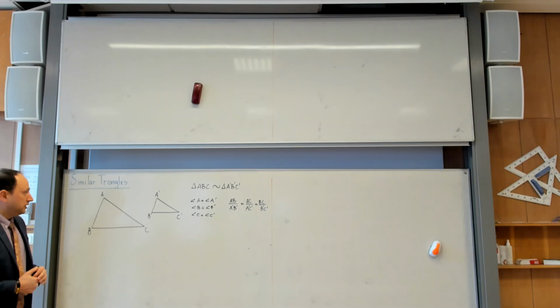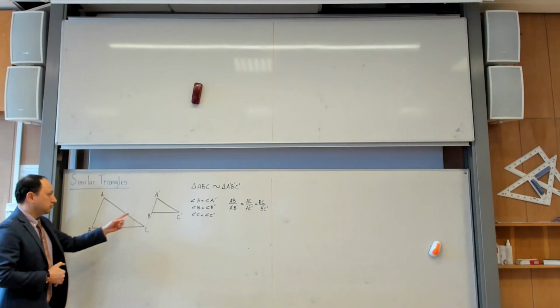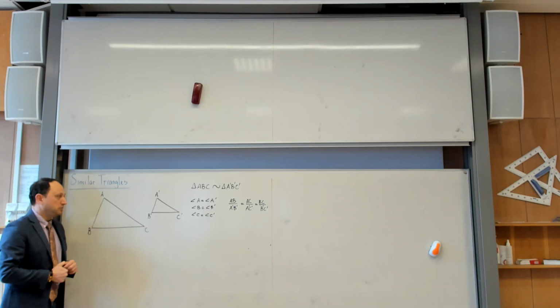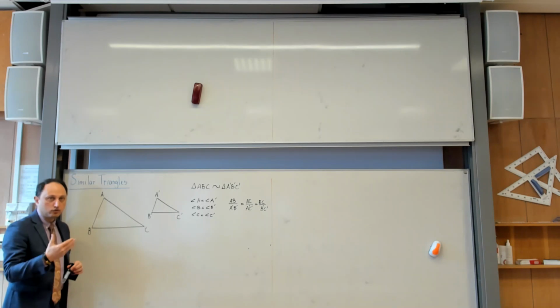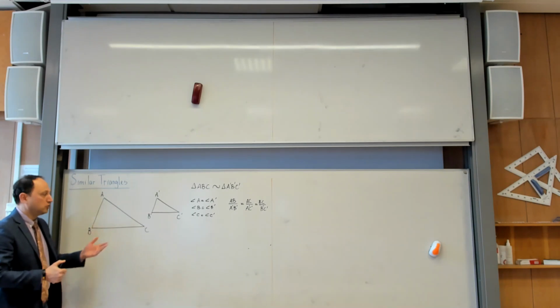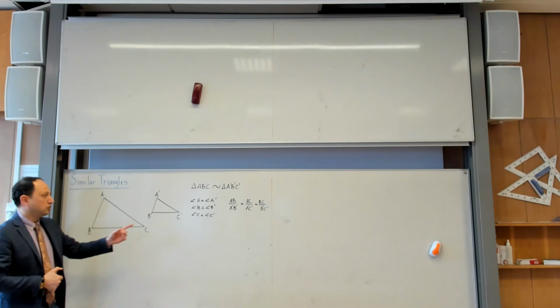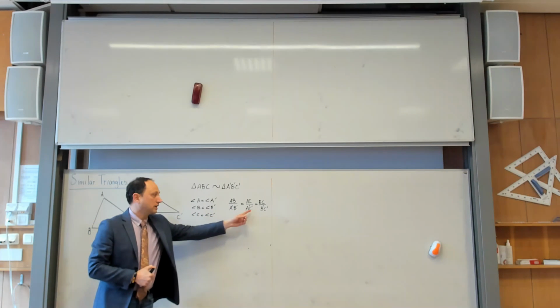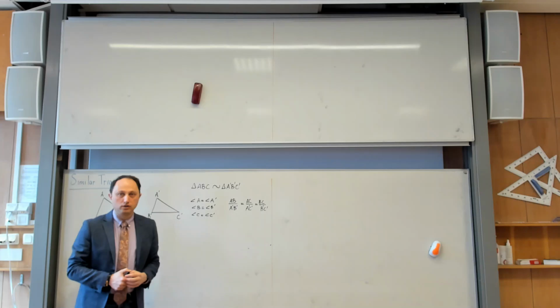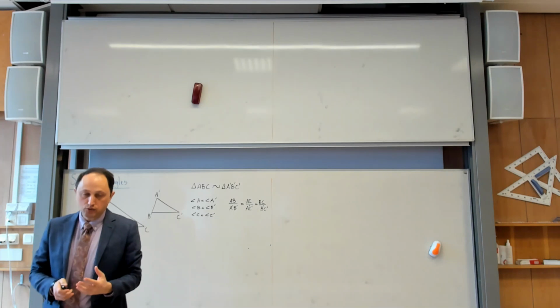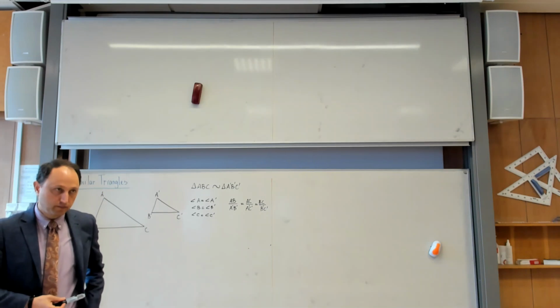So in principle, if I ask you to show that two triangles are similar, you have to check 5 conditions. You have to show me that the angles are all equal. You have to show me that this fraction and that fraction and that fraction are all equal. But it turns out that you really don't need to check all of them.